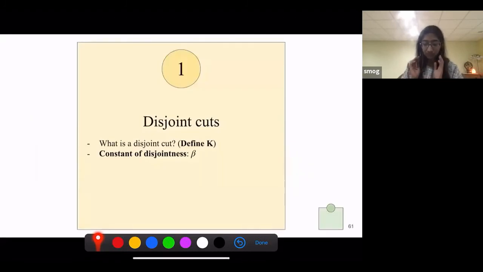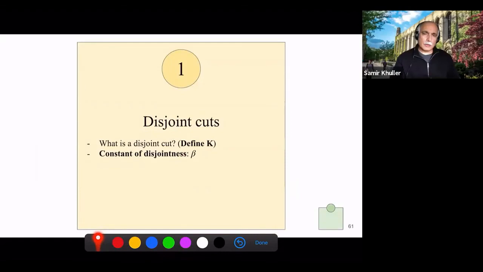And so far we have said what exactly it means to be a disjoint cut. Hold on, back up. So did you assume that when the algorithm starts, you know?